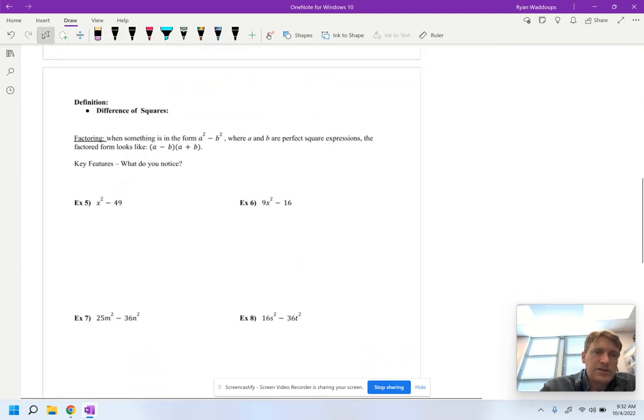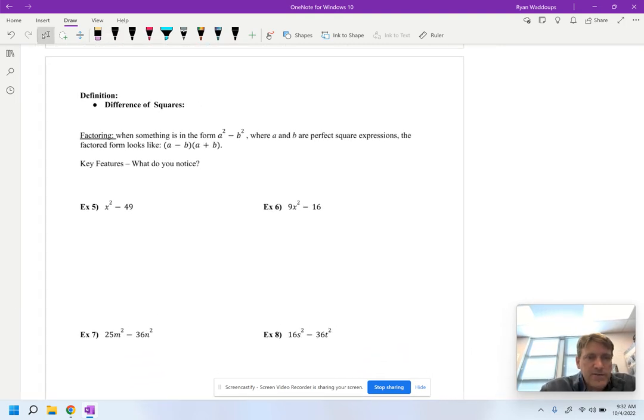All right, now we're going to talk about difference of squares factoring. When something is in the form a squared minus b squared, where a and b are perfect square expressions, the factored form looks like a minus b times a plus b.